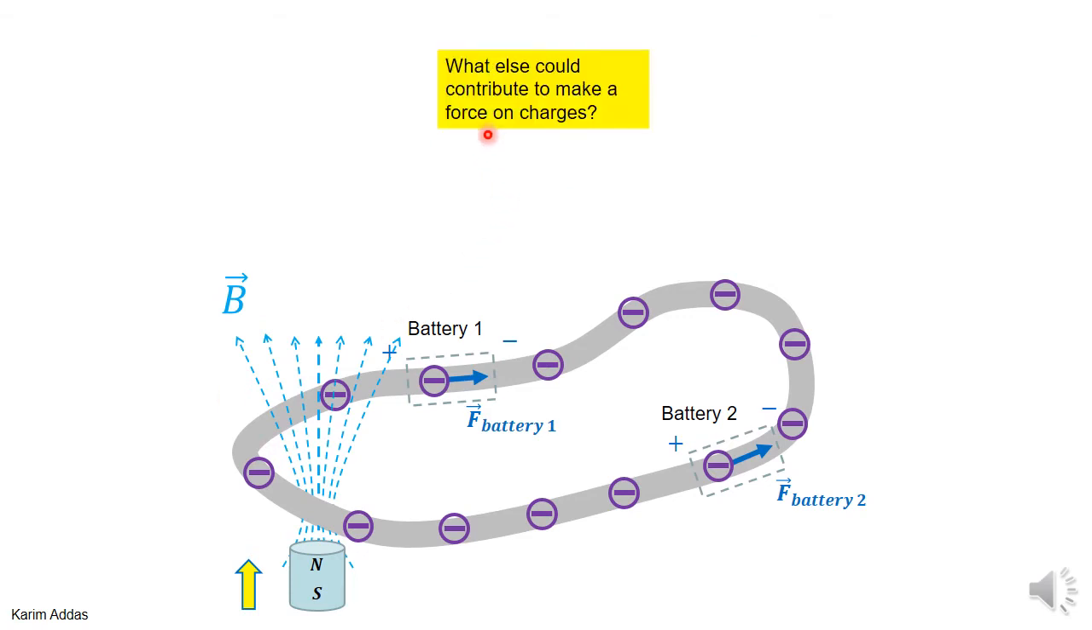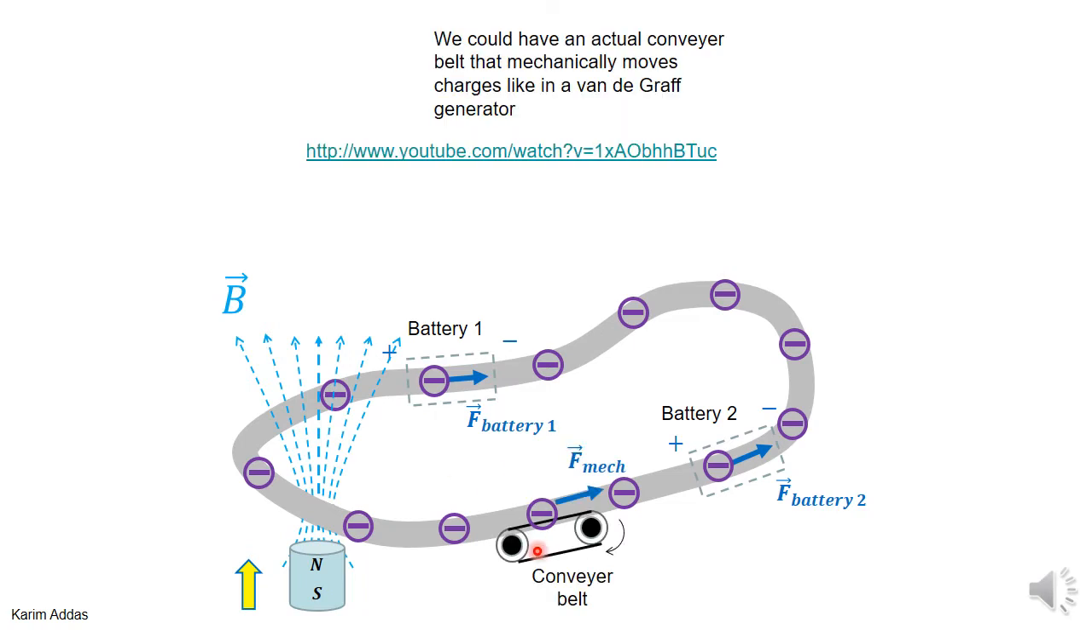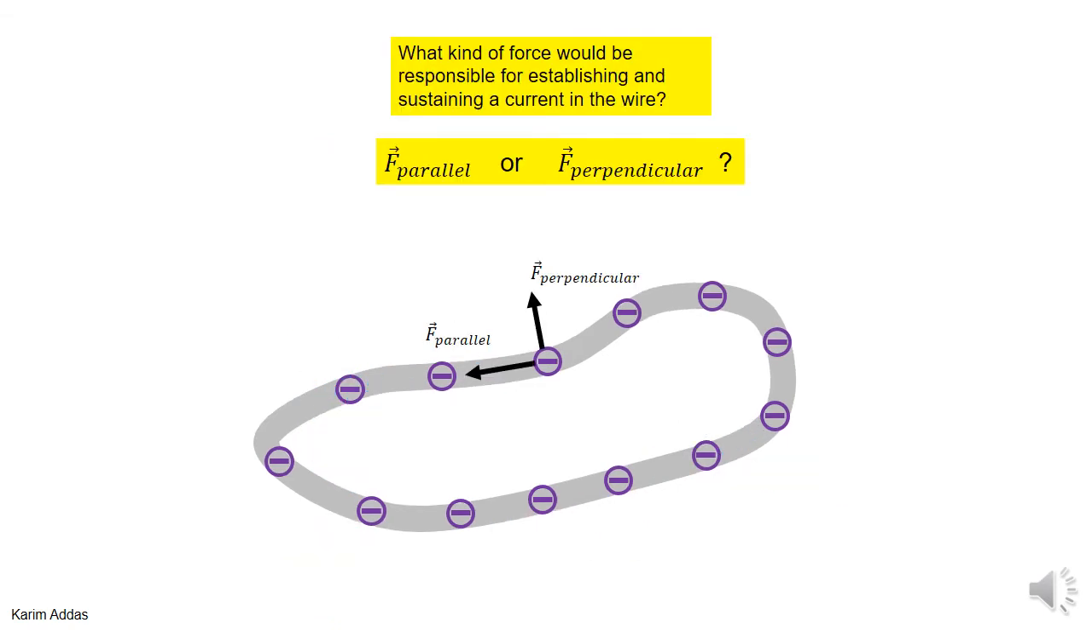What else could contribute to making a force on charges to make a current in the wire? You could have a mechanical force like a conveyor belt, like what they do in a Van de Graaff generator, which takes charges attached on the conveyor belt, and it rotates and physically moves the charge from one side to the other side. So it's making a force on them, making a current in the circuit. It acts like a battery. It pumps charges from one side to the other side, which can make a current in the circuit.